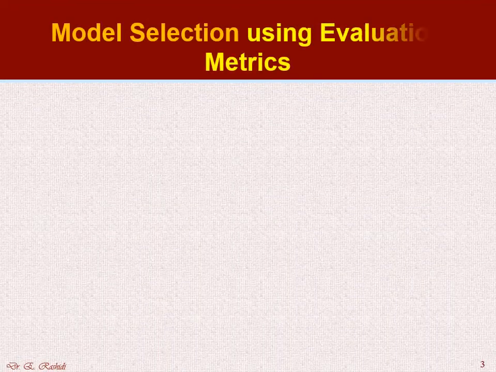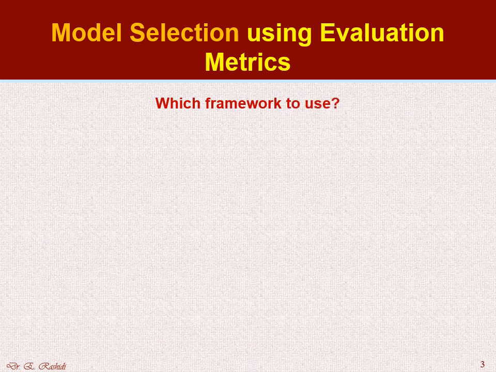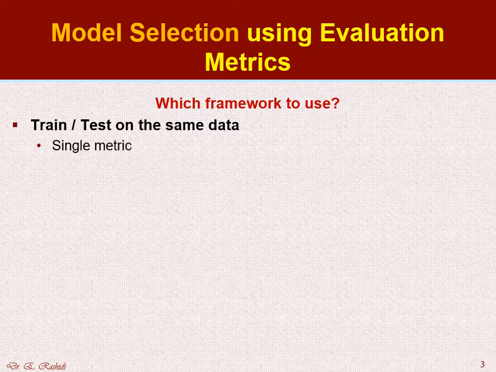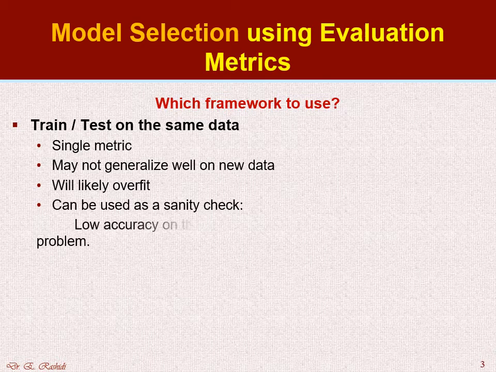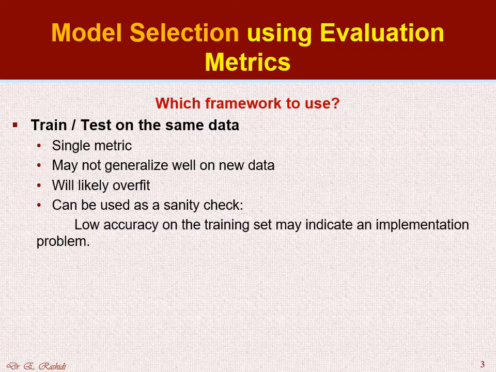One question that we need to answer in model selection using evaluation metrics is that we learned different frameworks for model building and development. For example, we could develop the model based on a single train test on the same data. So the same data can be used both for training and testing the model. This way, we will get a single metric using the evaluation that we use. Generally, we have previously used the accuracy metric.